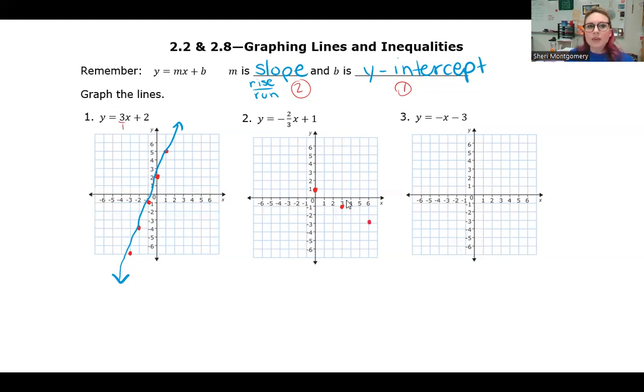And then I'm going to do the same thing the other direction. I will go up 2 and over 3. We good? I'm going to draw a line through my graph, and make sure that I put arrows. Maybe the thicker line is better.